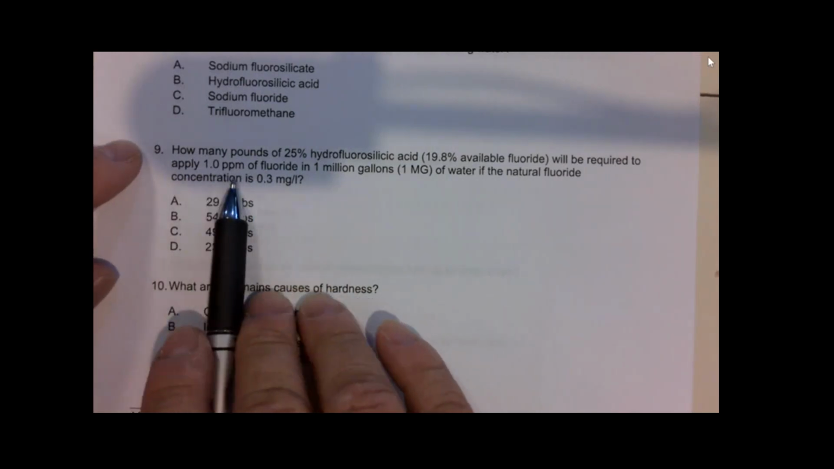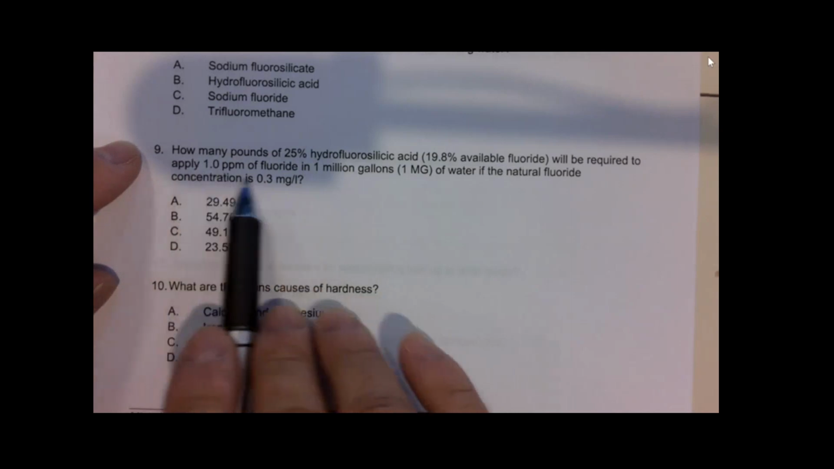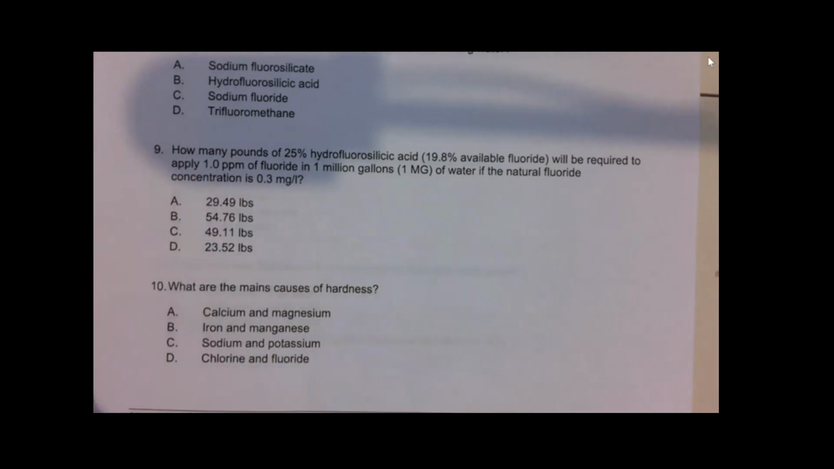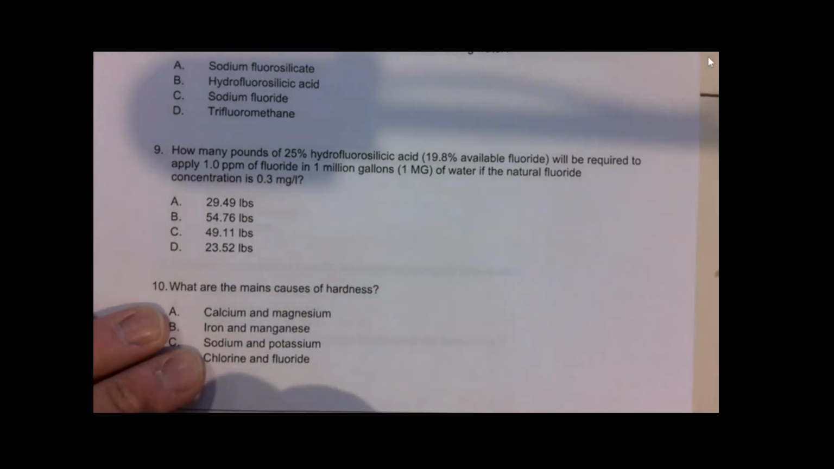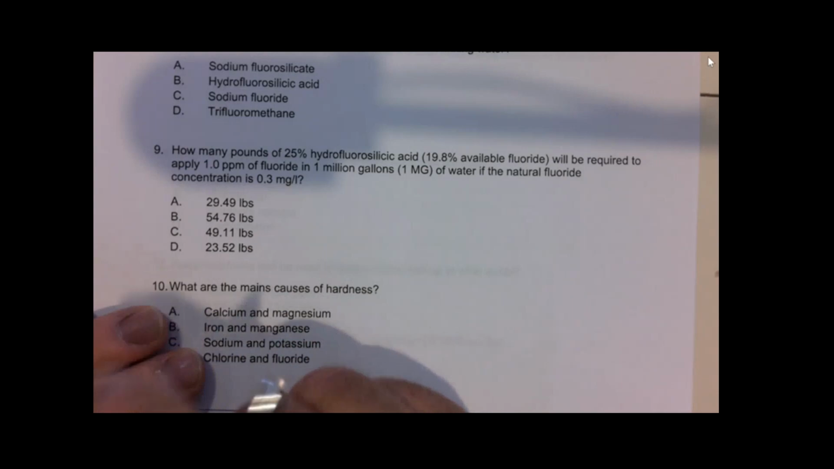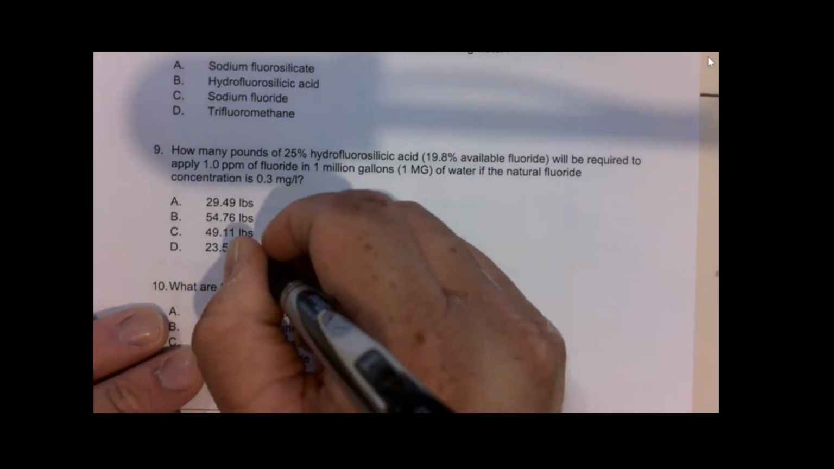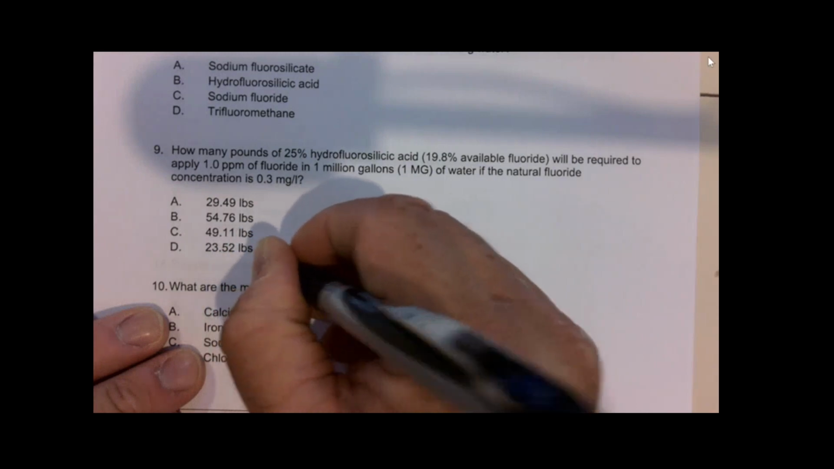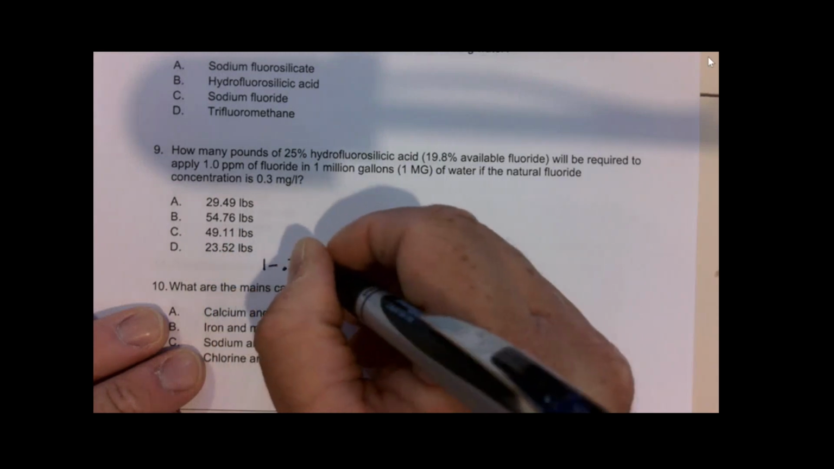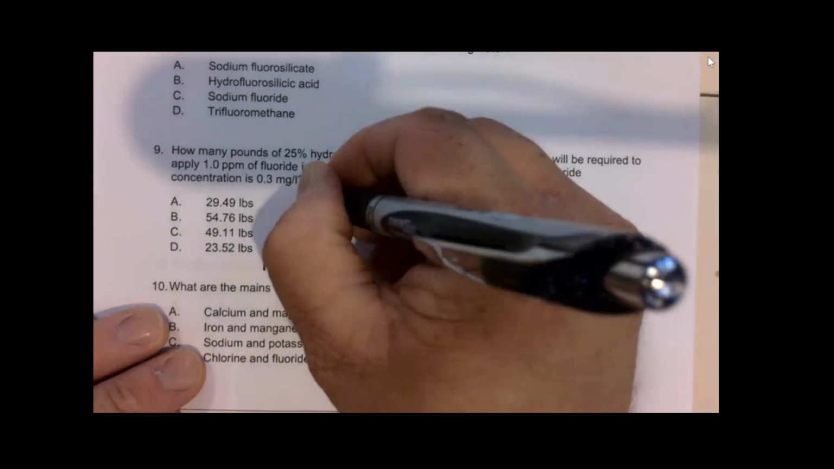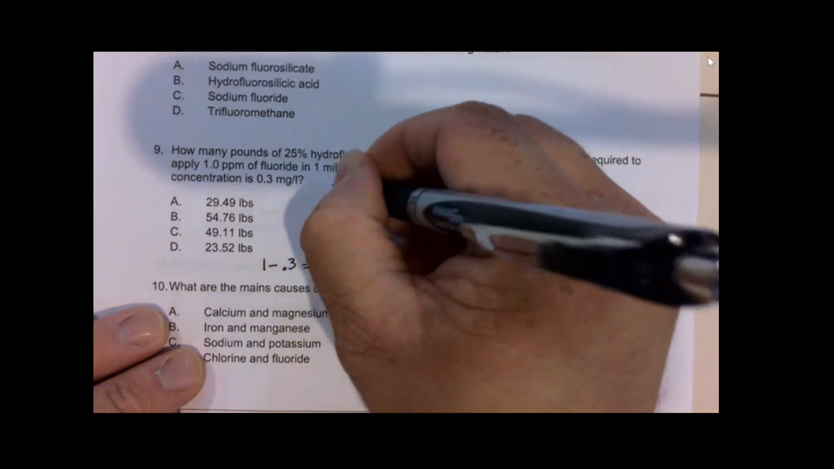And so what it is, we only want a residual of 1.0, but we have natural. So the water coming out of the ground already has a 0.3 to it, all right? So this one's a little bit different. How much are we actually going to dose? This one is different because you have to subtract the two. So you're going to take 1 as what you want your residual to be, and you already have 0.3 there, so you're going to add 0.7 ppm. So this one's 0.7 ppm, all right?